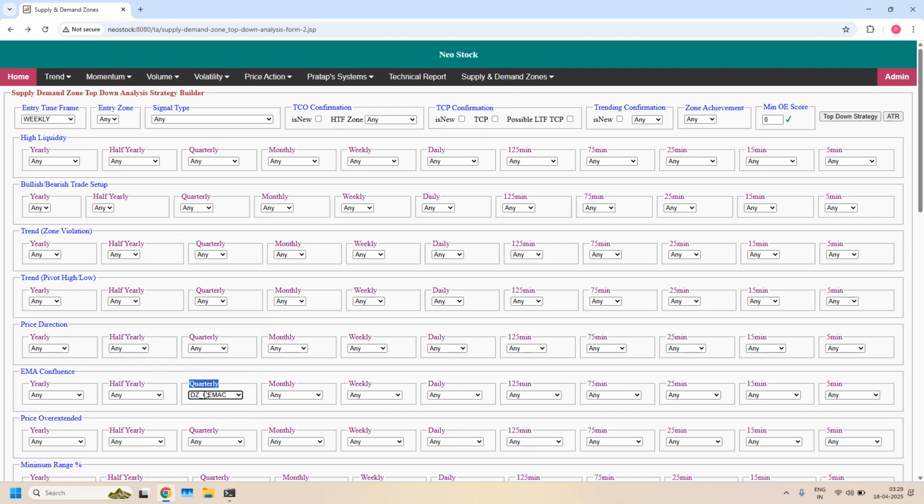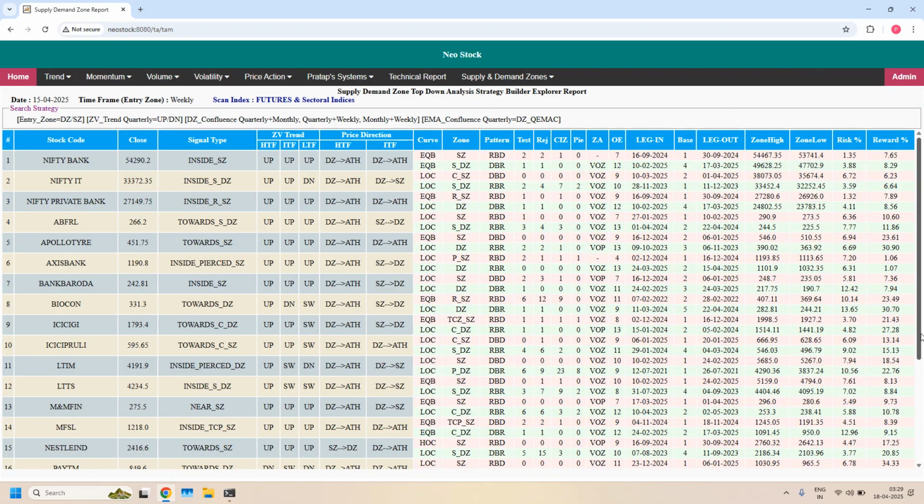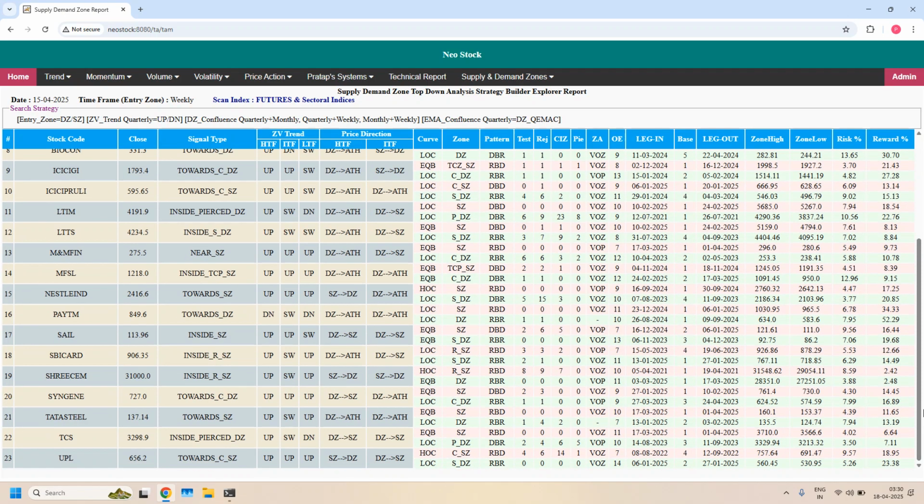But at the same time, when you set the EMA, trend on the quarterly should not be sideways. So I'm checking up or down. With these filters, we got a good number of stocks. First 15 stocks in the list. Scrolling the list down. Total 23 stocks are filtered. All these quarterly demand zones are having quarterly EMA confluence, because HTF is quarterly. And your LTF zones, they are all weekly demand zones, all these zones.